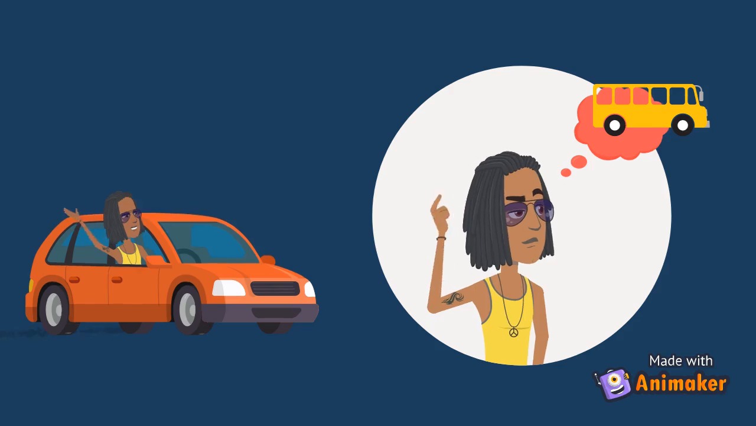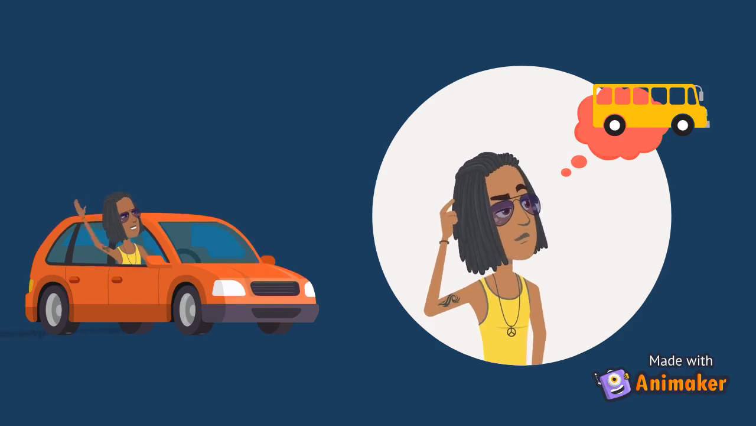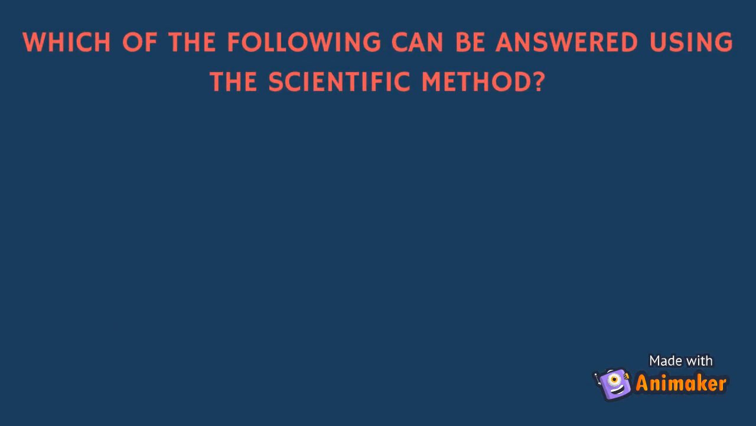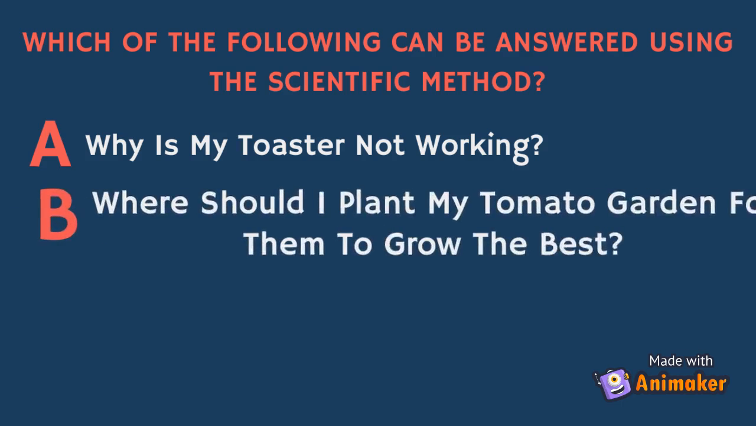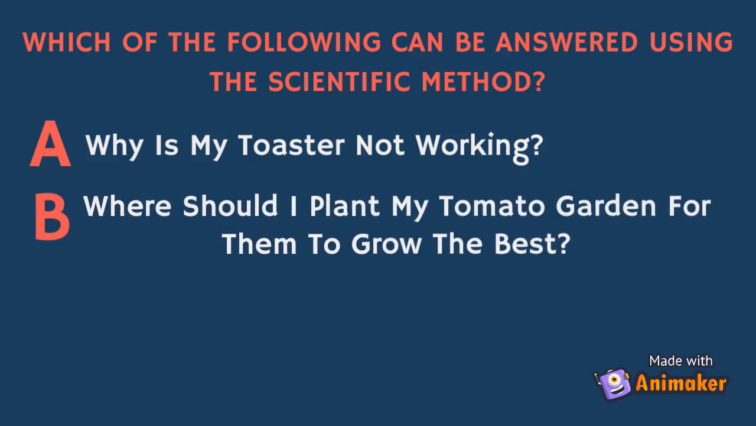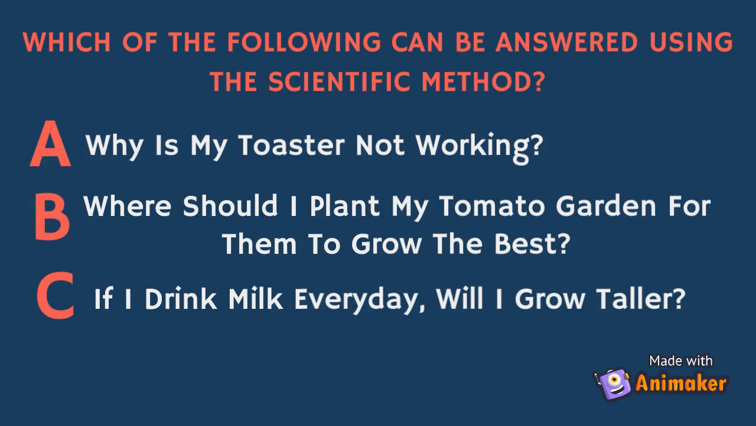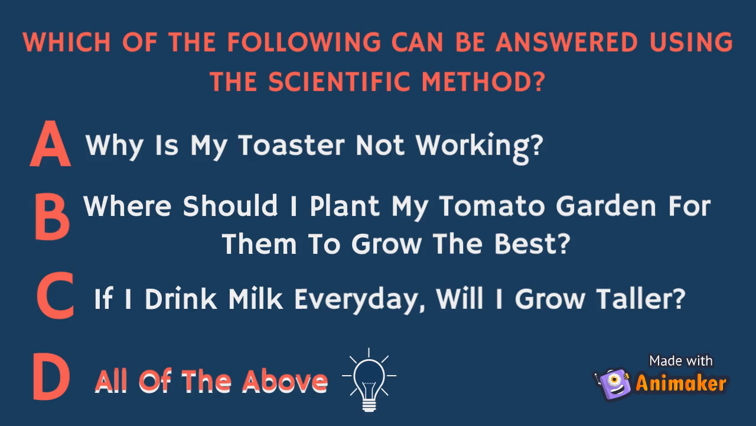Now, we want to test your knowledge on what you learned in this video. Question 1. Which of the following do you think could be answered with the scientific method? A. Why is my toaster not working? B. Where should I plant my tomato garden for them to grow the best? C. If I drink milk every day, will I grow taller? Or D. All of the above. That's right. It's D. All of the above.